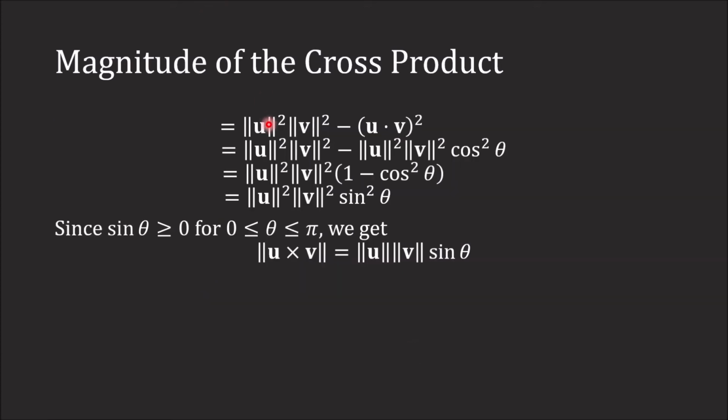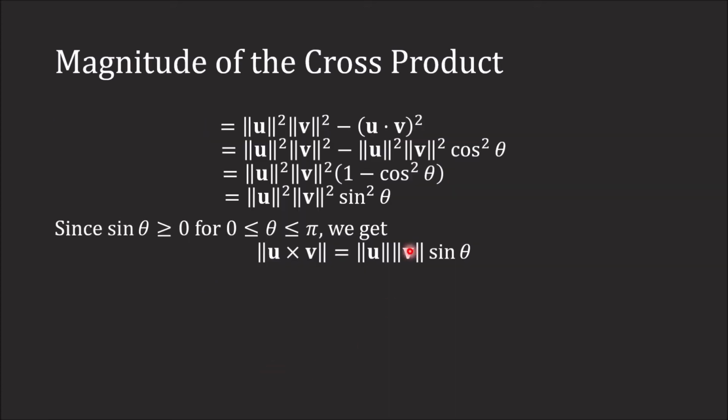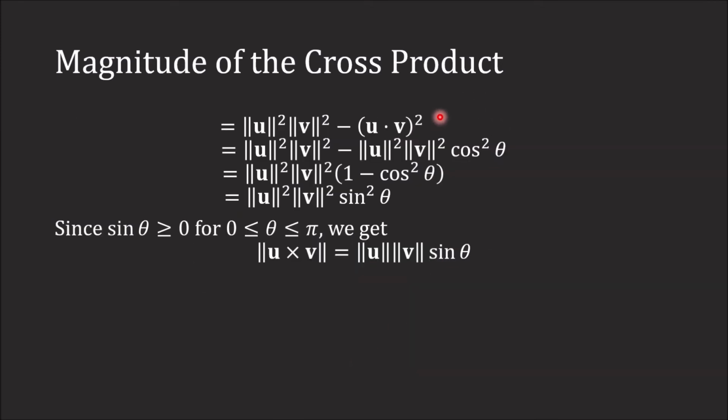So this is the norm of u squared times the norm of v squared, right? So that's what this is. This is the norm of u squared. This is the norm of v squared. This is u dot v squared. So we get the norm of u squared times the norm of v squared minus u dot v squared, which we can write as norm of u squared times norm of v squared times cosine squared of theta. Or we can factor out that norm of u norm of v squared and be left with 1 minus cosine squared of theta, which is sine squared of theta.